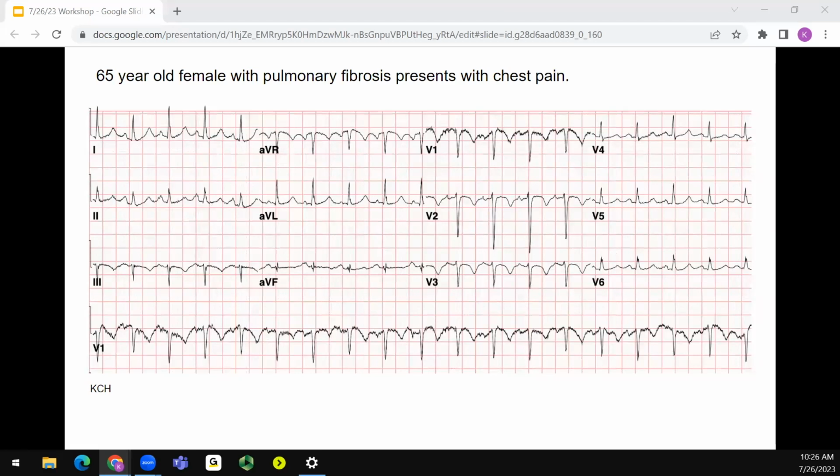It could be, but is the QRS low voltage? Actually, maybe, but it could be. Okay. What does alternans make you think of? Tamponade, right? Or pericardial effusion, at least.